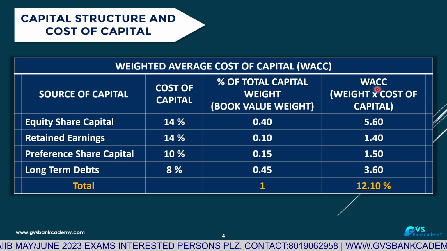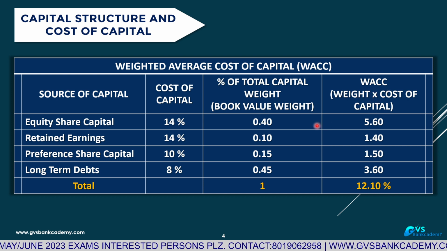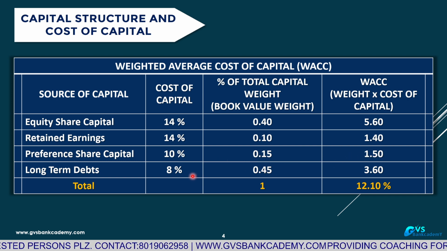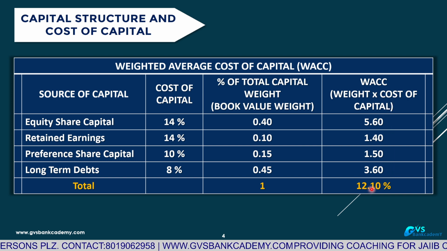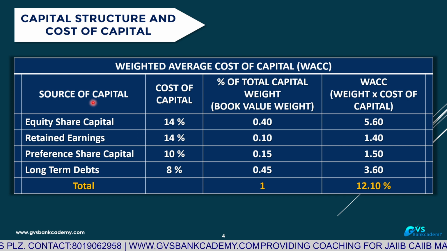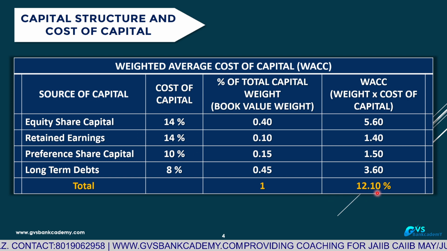Now, weighted average cost of capital is equal to weight 0.4 into 14% cost of capital, that is 5.6%. Again weight 0.1 into 14, 1.4%. 0.15 into 10, 1.5. 0.45 into 8, 3.6. If we calculate, that is 12.10. Weighted average cost of capital in this firm is 12.10.